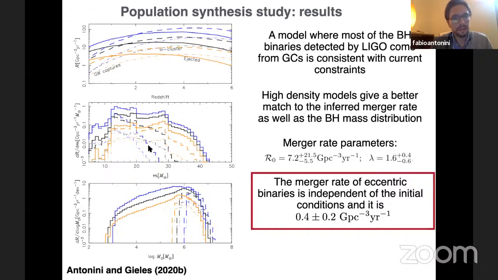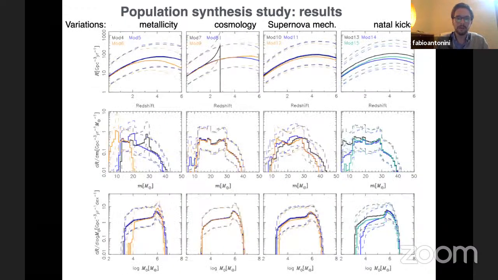And you see also that the in-cluster mergers, represented in the middle panel with these dashed or dot-dashed lines, have much lower masses than the ejected binaries, and are produced by the most massive globular clusters with masses above 10^6 solar masses, which is also quite interesting.